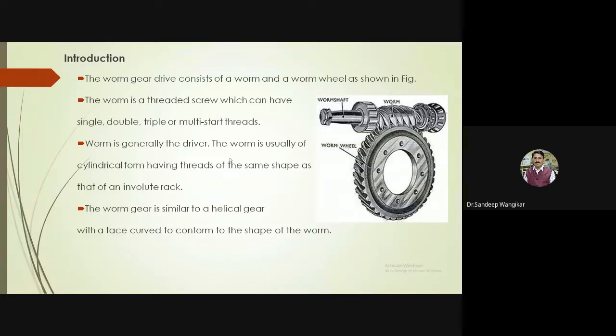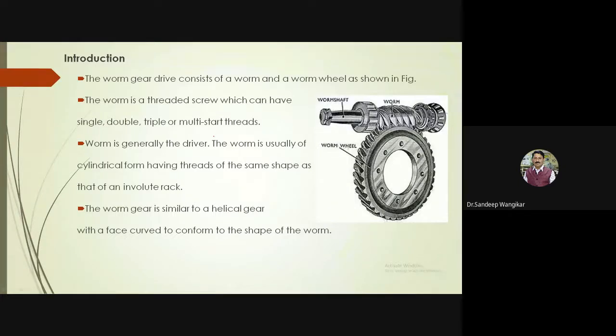So we are already familiar with the worm gear. The sample image for worm gear is shown in the diagram. The worm gear drive consists of a worm and worm wheel arrangement as shown in the figure. The worm is a threaded screw which can have single, double, triple or multi-start threads.